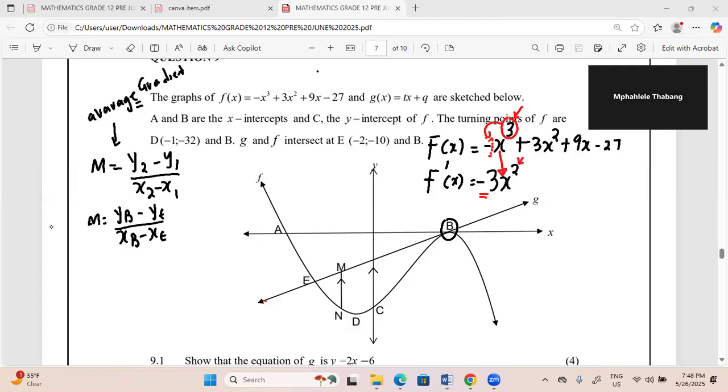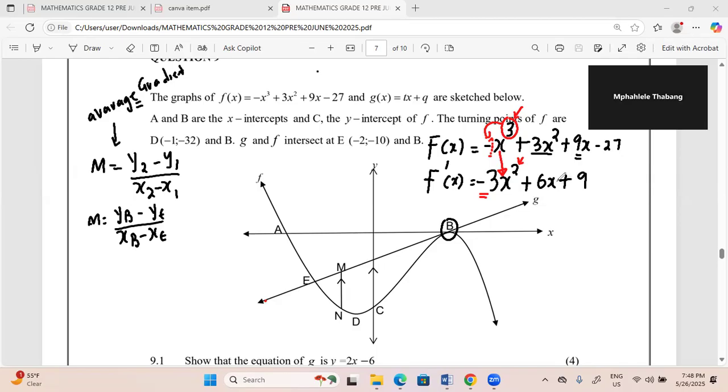So let's keep deriving. What is the derivative of 3x squared? Follow the same procedure. It's going to be 6x. What is the derivative of 9x? It's a 9. What is the derivative of negative 27? It's a constant number. Its derivative is 0. So we've got f prime x equals minus 3x squared plus 6x plus 9.